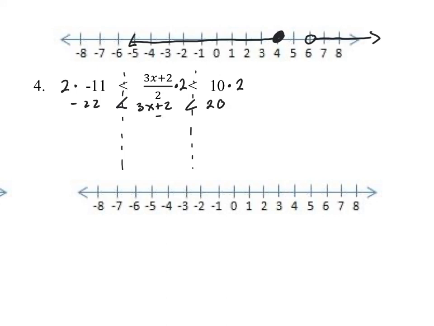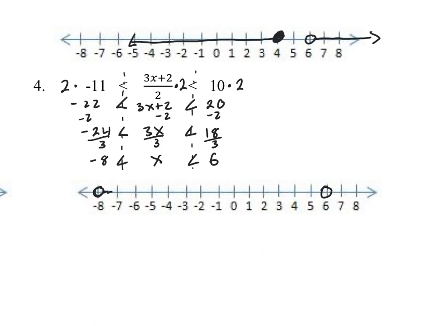We'll subtract 2 from all 3 sides. So remember, we're working with 3 sides now. Negative 24 is less than 3x, which is less than 18. Divide all 3 sides by 3. And we get that negative 8 is less than x, which is less than 6. So we can read that as x is between negative 8 and 6. We need an open circle at negative 8, an open circle at 6, and then this inequality covers all the numbers in between.